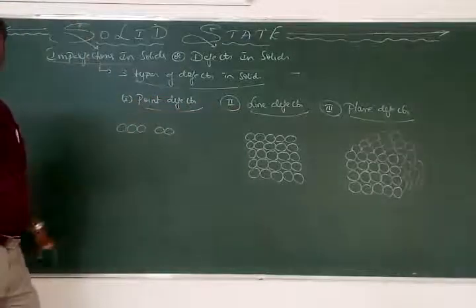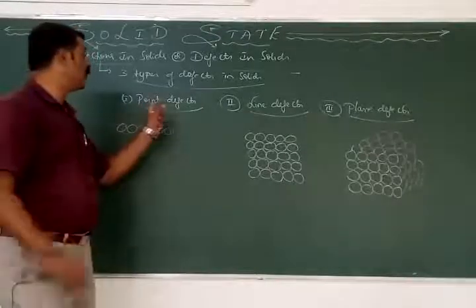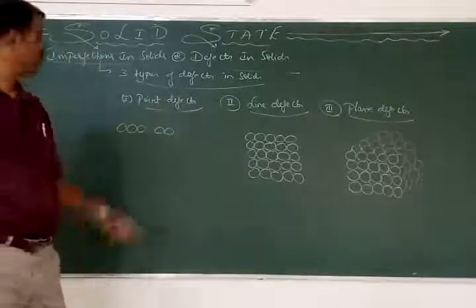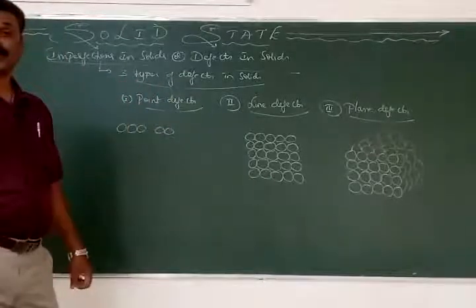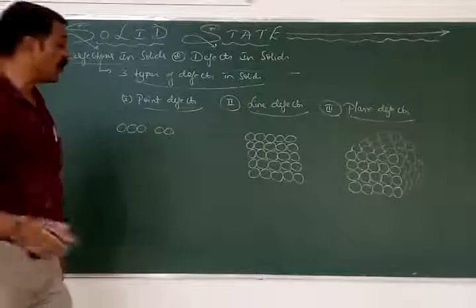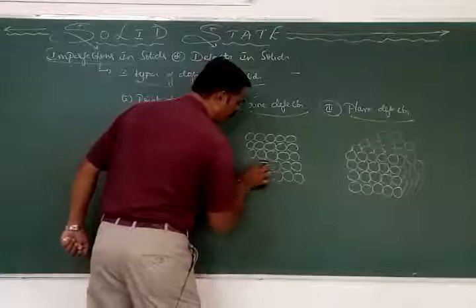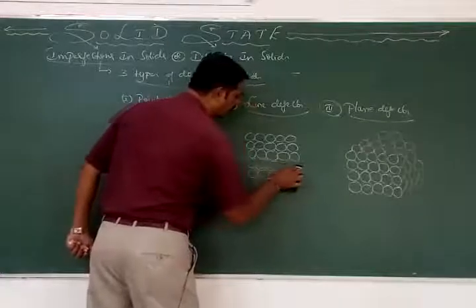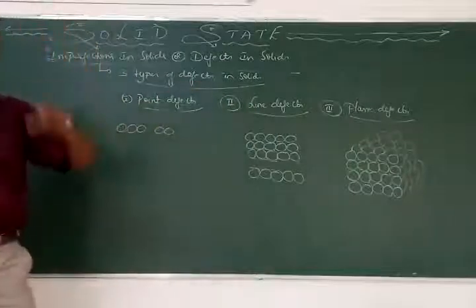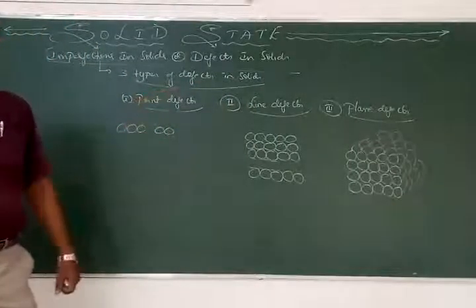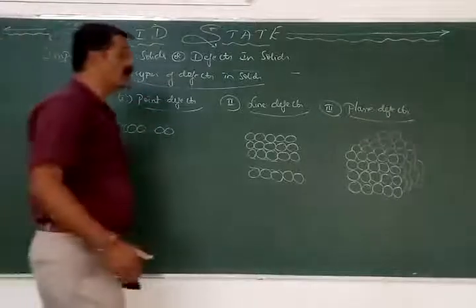Point defect means only a single particle changes its position, or there is an irregular arrangement with respect to one of the lattice points. That is what is called as what defects? The point defects. Then what are the line defects? Not one lattice point, but the particles go missing throughout the whole line. Means throughout the whole line, we call it what defects? Line defects.